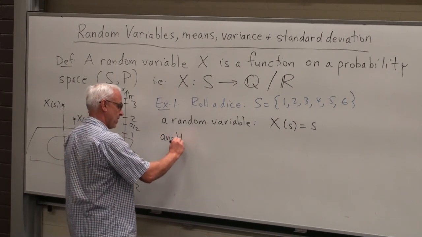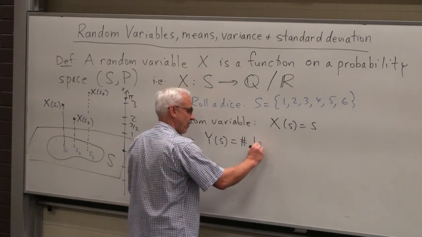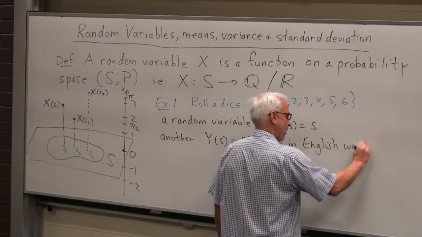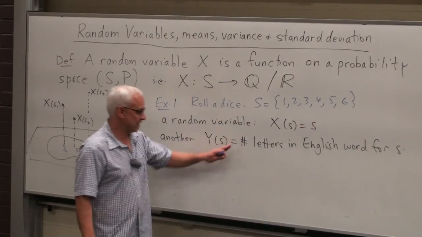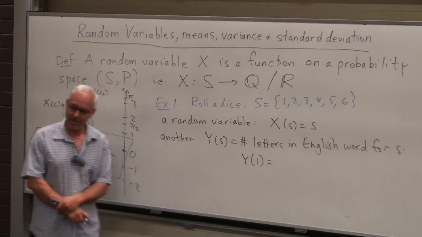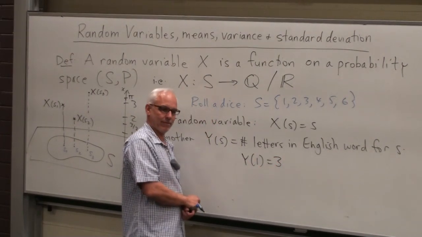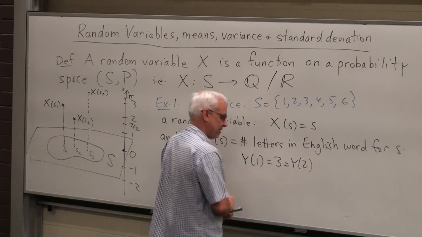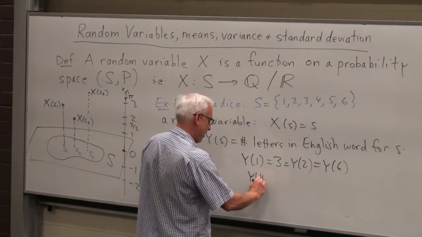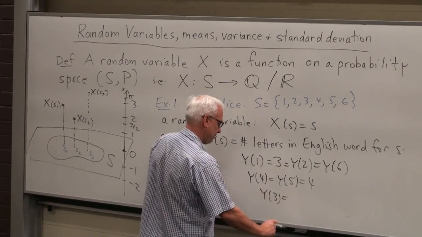Another possibility, well, let's say we might say Y of s is the number of letters in the English word for s. Okay, this is a different function from that one. So for example here, what would Y of 1 be? You have to write out 1 in English, O-N-E, that has three letters, so Y of 1 would be 3. That would also be the same as Y of 2, I suppose, also the same as Y of 6. But Y of 4 and Y of 5 would be 4, and Y of 3 would be 5.